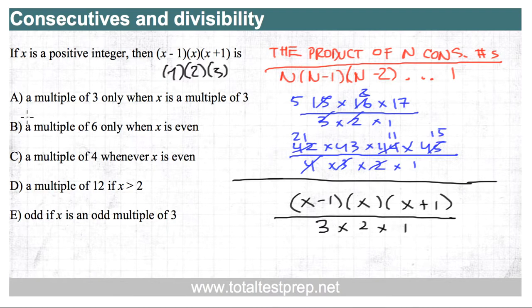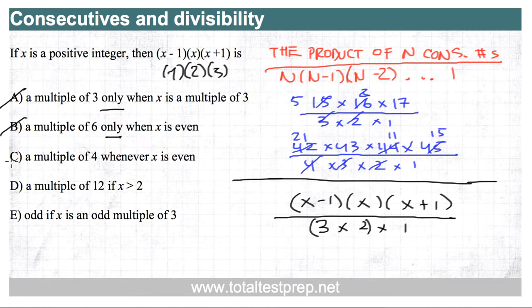So if we look at the answer choices, answer choice A says that this thing is a multiple of 3 or divisible by 3 only when x is a multiple of 3. That's not true. It's always divisible by 3. Same thing for answer choice B. We're told that this product is a multiple of 6 only when x is even. Again, that's not true. This product, (x minus 1) times x times (x plus 1), is always divisible by 6 because 3 times 2 is 6. Or more generally, if something is divisible by 3 and by 2, it's divisible by 6.